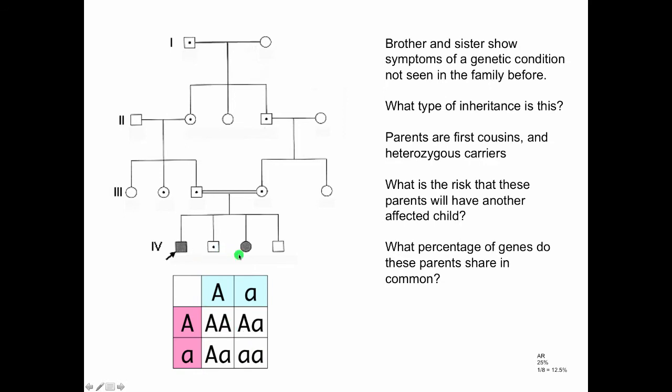What percentage of genes do they share in common? Well, again, you can look at the degree of relationship. They're cousins, so it would be 1/8. So I go from this person to that person as a half. From this person to this person is a half, so a half times a half is a fourth, and this person to this person is a half, so a half times a half times a half is an eighth, or 12% of the genes they share in common.